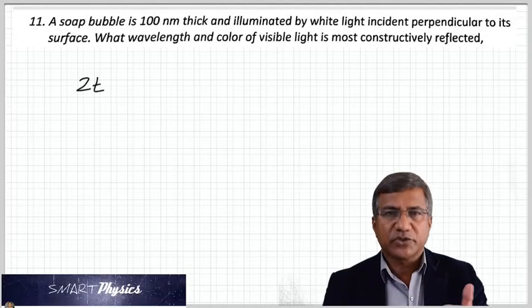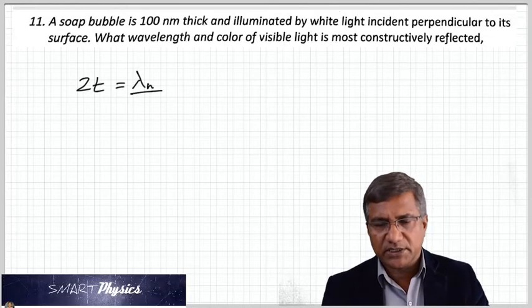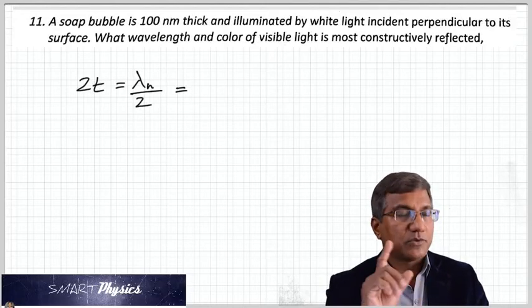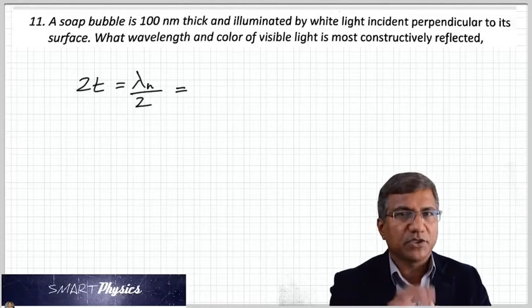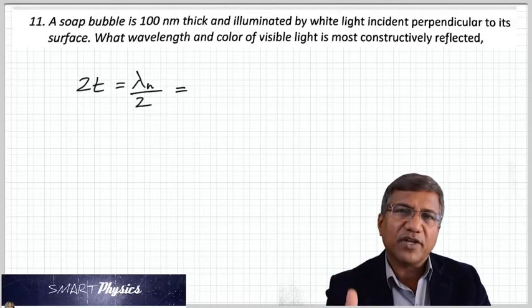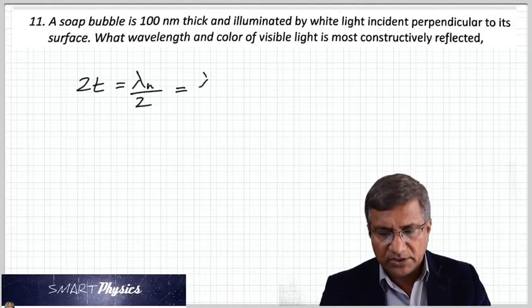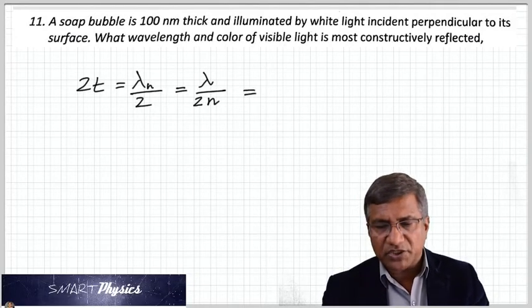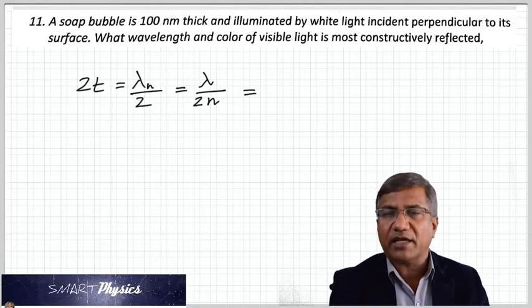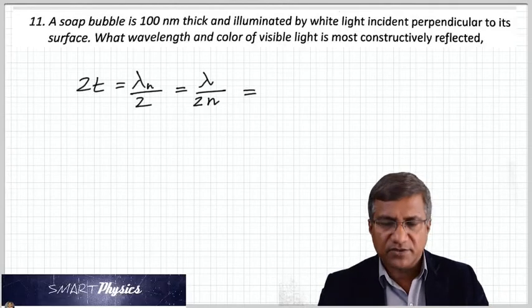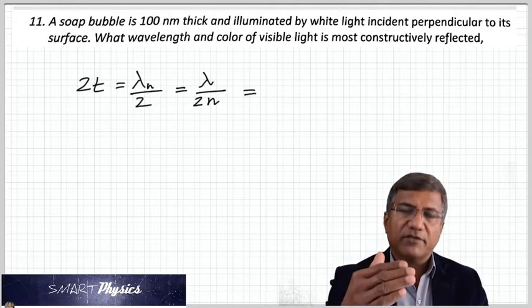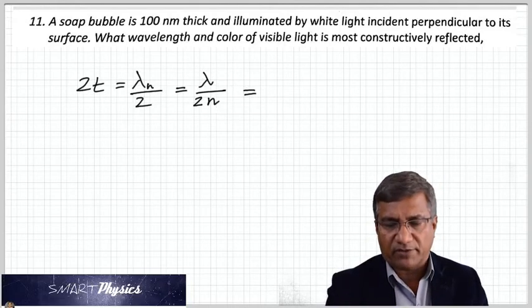For that, use the condition that I mentioned. 2t is m lambda, but m is what? M is 0. 2t is m plus half lambda. M is 0, so it's lambda by 2. But what lambda do we use? We have to use the wavelength in that material, okay? And the wavelength in that material is lambda by n. That's the first problem we did. So if the lambda in air is given, you have to first find the lambda in the soap film. How do you do that? Divide the wavelength by the refractive index. So that's why I've done that.